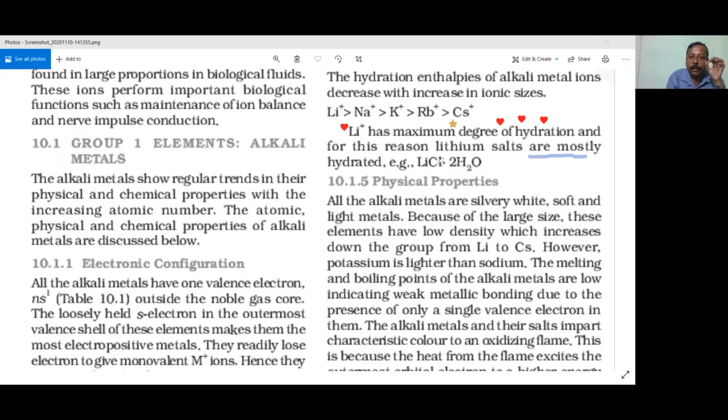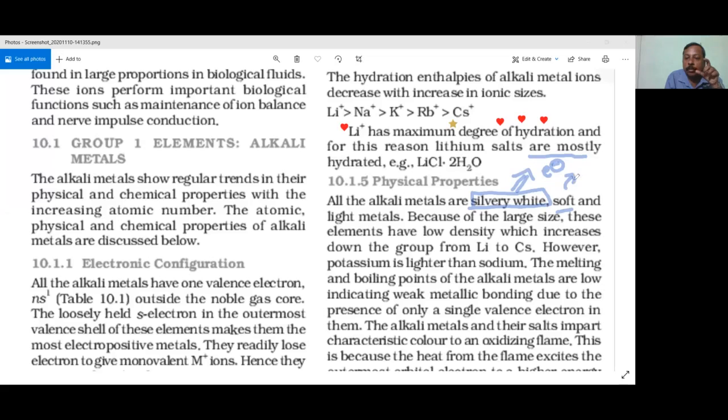Now we will start with the physical properties. All alkali metals are silvery white. So who will give the reason why they are silvery white? Whenever there is some color to the metals, the reason will be due to unpaired electrons. There is one unpaired electron in the alkali metals. And why are they soft? Because they have only one unpaired electron and large atomic size. Therefore, they are very soft.